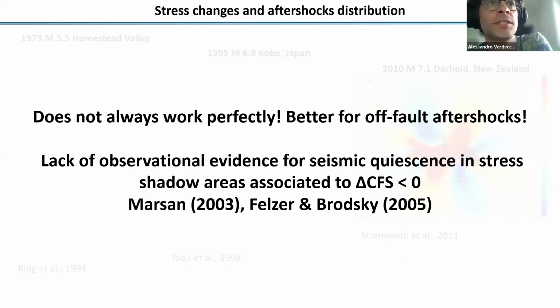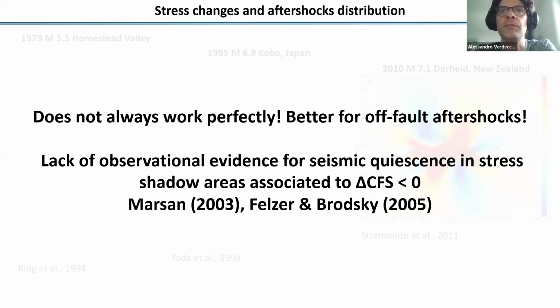So what are the limitations of this kind of approach? Of course, it does not always work perfectly. It works better for off-fault aftershocks, so those aftershocks that are located, let's say, a little bit far away from the source fault.